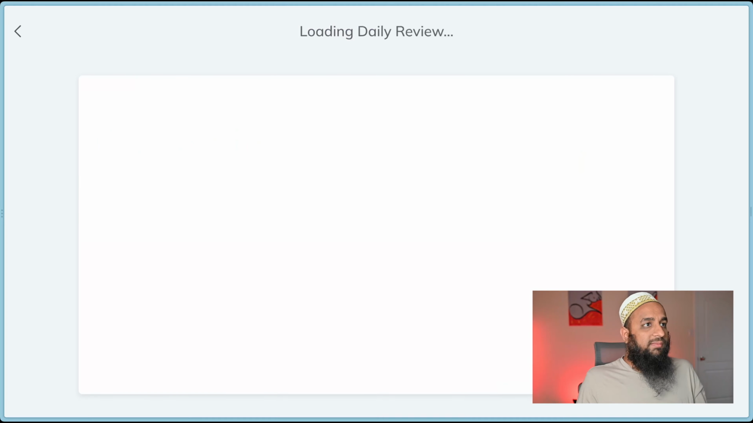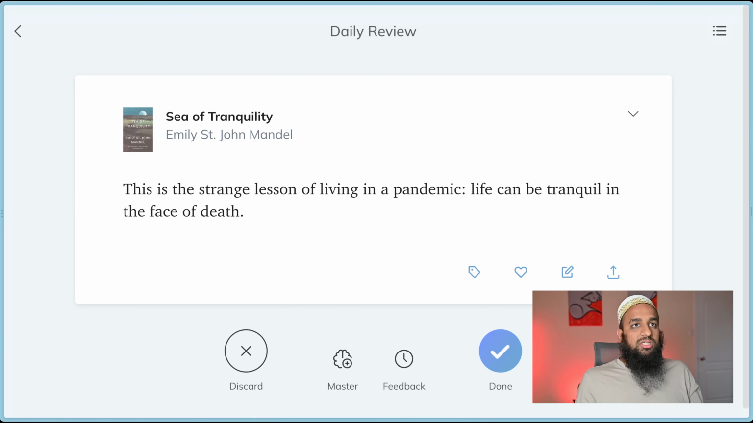All right, this is the first highlight. It's from a book called Sea of Tranquility. It's a novel, fiction, and it's about, I think, time travel. It's a very interesting approach to time travel, and it's fun to read. I really enjoyed the book, and the quote is, "This is the strange lesson of living in a pandemic. Life can be tranquil in the face of death."